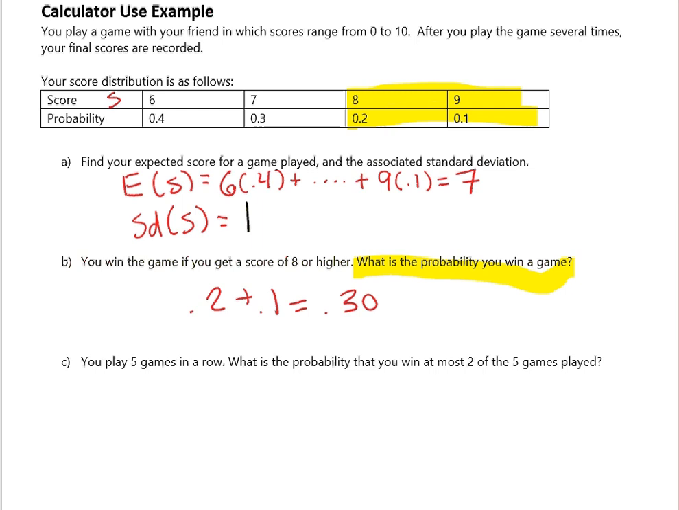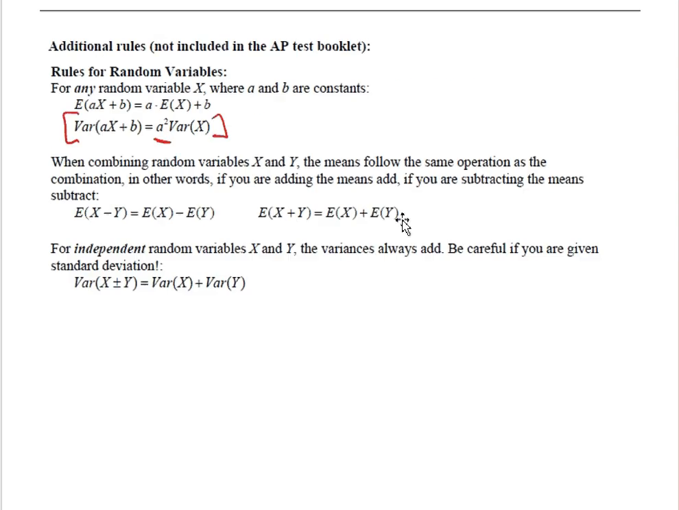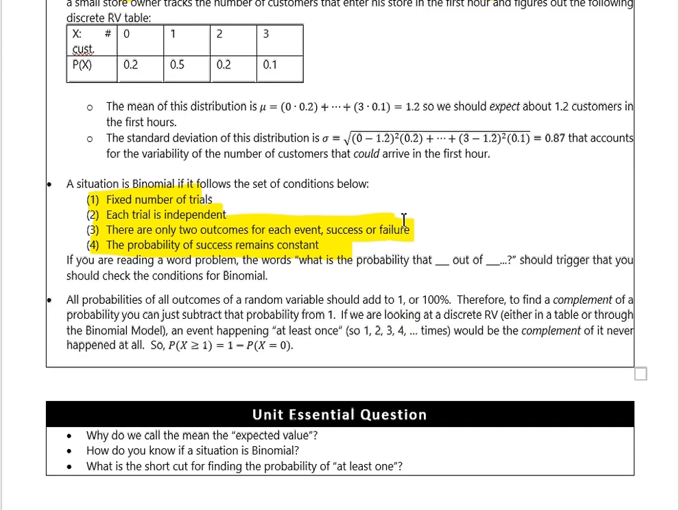So each of these trials, let's go back to those just to remind us. I want to check that there's a fixed number of trials. Yes, here there are 5 trials, that is fixed. Each trial is considered independent. If you won the first game, it doesn't impact your ability to win the next game, so yes, we would consider that as independent. There are only 2 outcomes. You either win or you lose. And then the probability of success remains constant. We just found the probability of your ability to win.